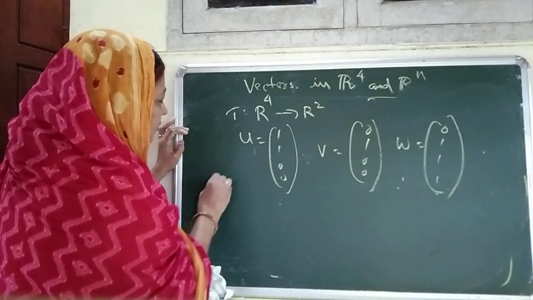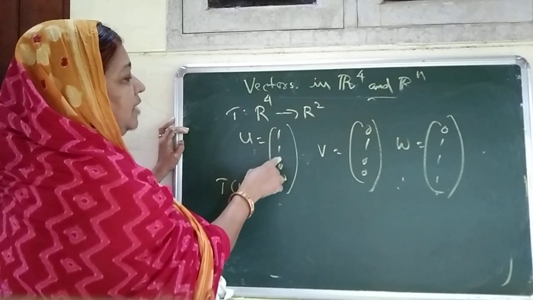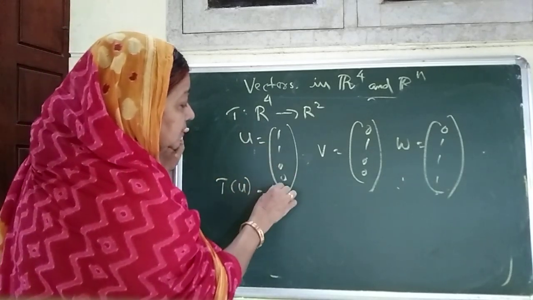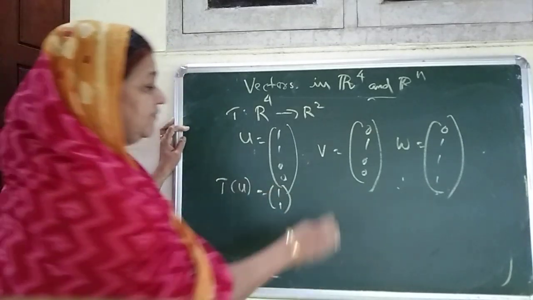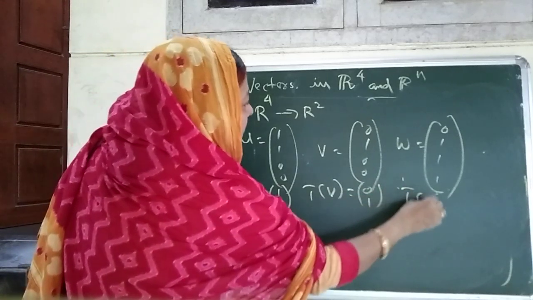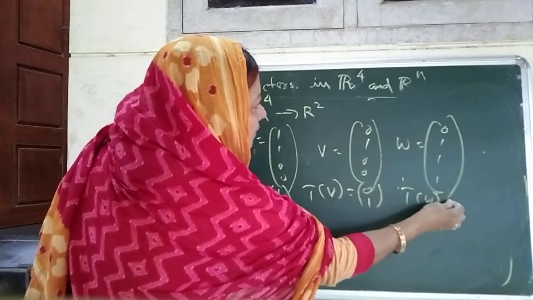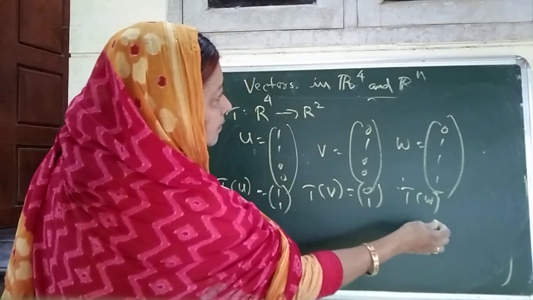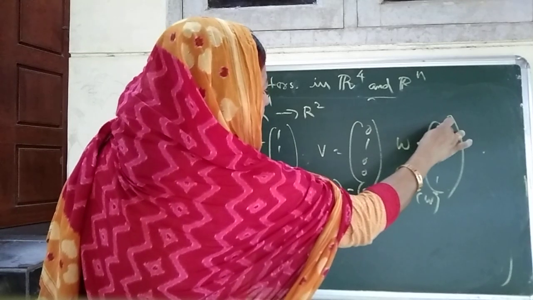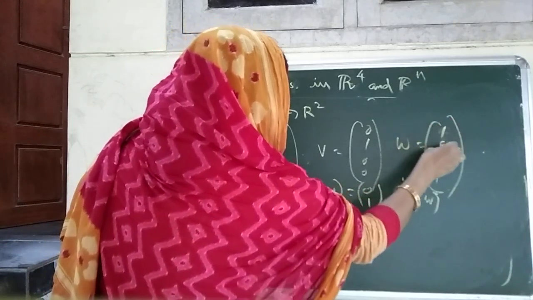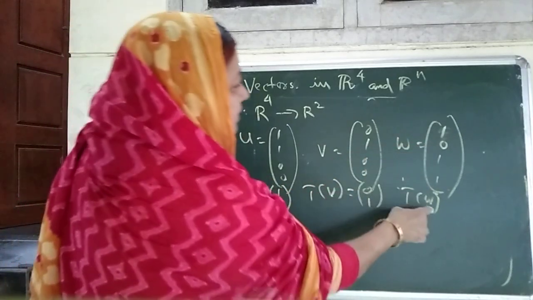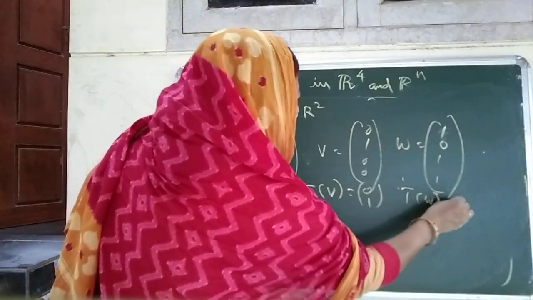What happened here? T of U, from R4 to R2: the last two coordinates become 0, so it is 1 1. Similarly, what is T of V? T of V is 0 1. For W, it is 1 0 1 1, so T of W equals 1 0.